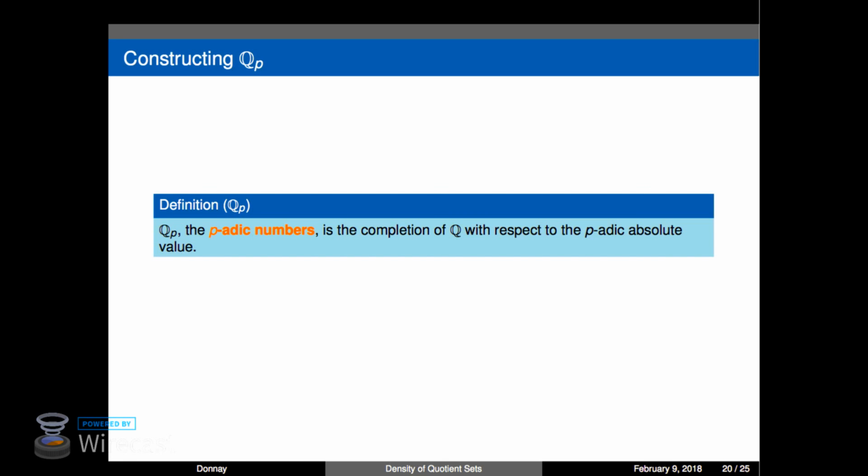So just like we patched over the holes in the rational numbers using our old absolute value function, the aliens say that the p-adic numbers are the completion of Q with respect to the p-adic absolute value. We walk along our sequences, we find an element that wasn't in Q, and we say, we're going to patch the hole and call that the p-adic numbers.